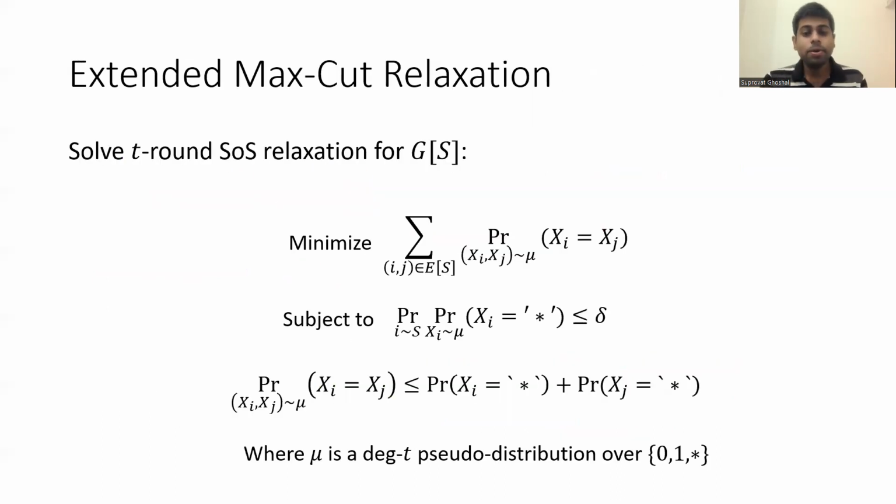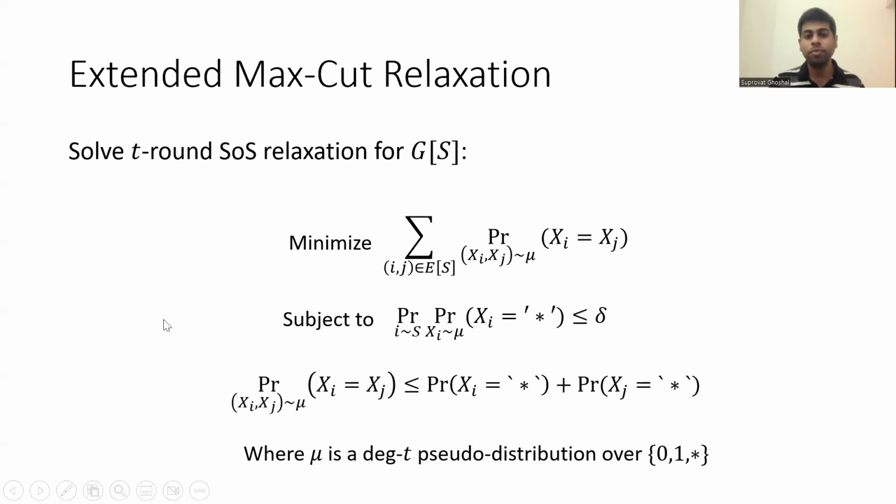Now, as the next step, now that we have found a subset which is quite large and induces a low threshold rank subgraph, we focus on the instance that is induced on that subset, and then we solve a natural SOS relaxation which is tailored towards this vertex deletion objective. So what is this SOS relaxation?